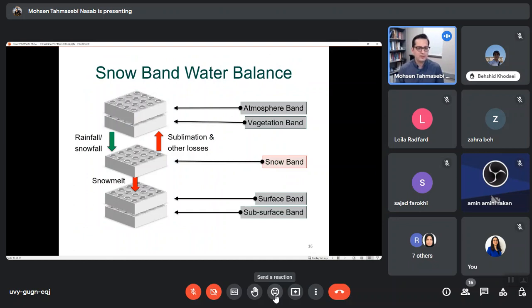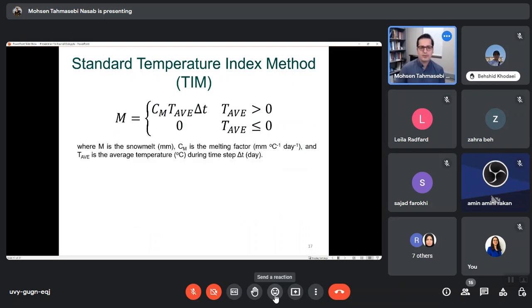All right, so let's get started with two bands that I'm going to talk about. I'm going to talk about snow band, and I'm going to talk about surface band. So snow band receives rainfall and snowfall from the bands on top of it. And then the outputs from the snow band are snow melt and also sublimation and other losses. The equation that I use to model melt, I'm not going to talk about accumulation, I'm going to talk about melt, is a very simple temperature index method.